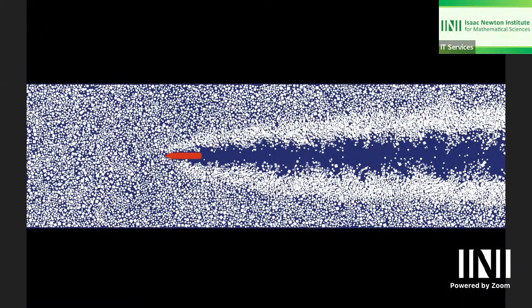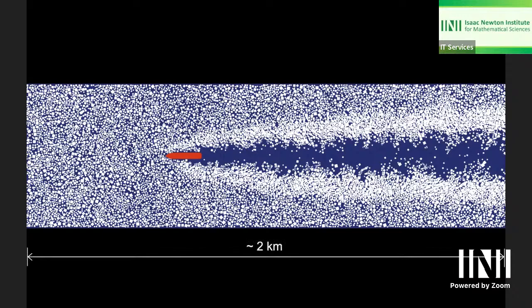This is another picture from the same simulation that I just showed you. It gives you an idea of the scales here. Our ice floe field consists of, I can't remember, some tens of thousands of ice floes, and we are studying a situation where Agulhas is traveling through an ice floe field that is about 2 kilometers long. So that again gives you some idea what we are doing.